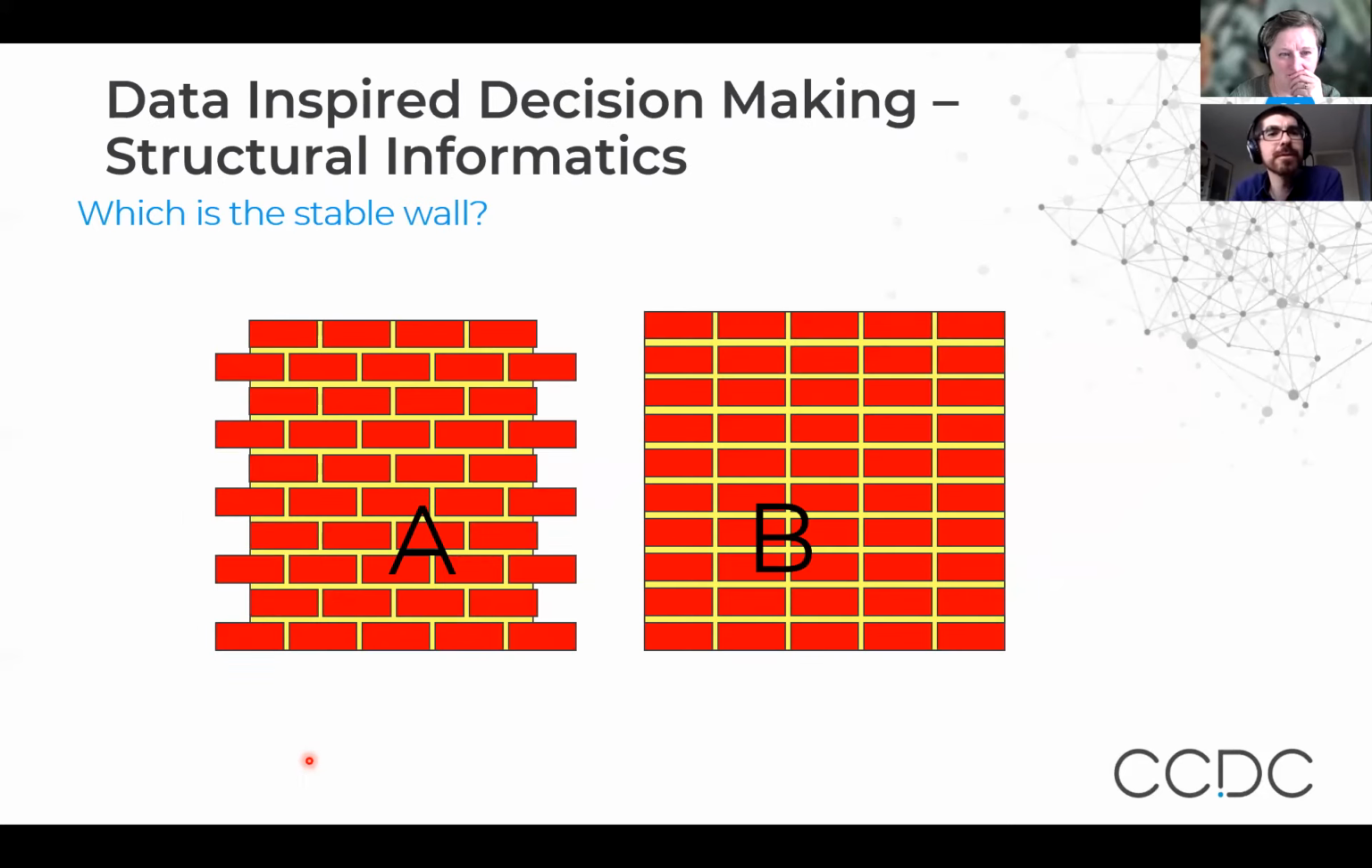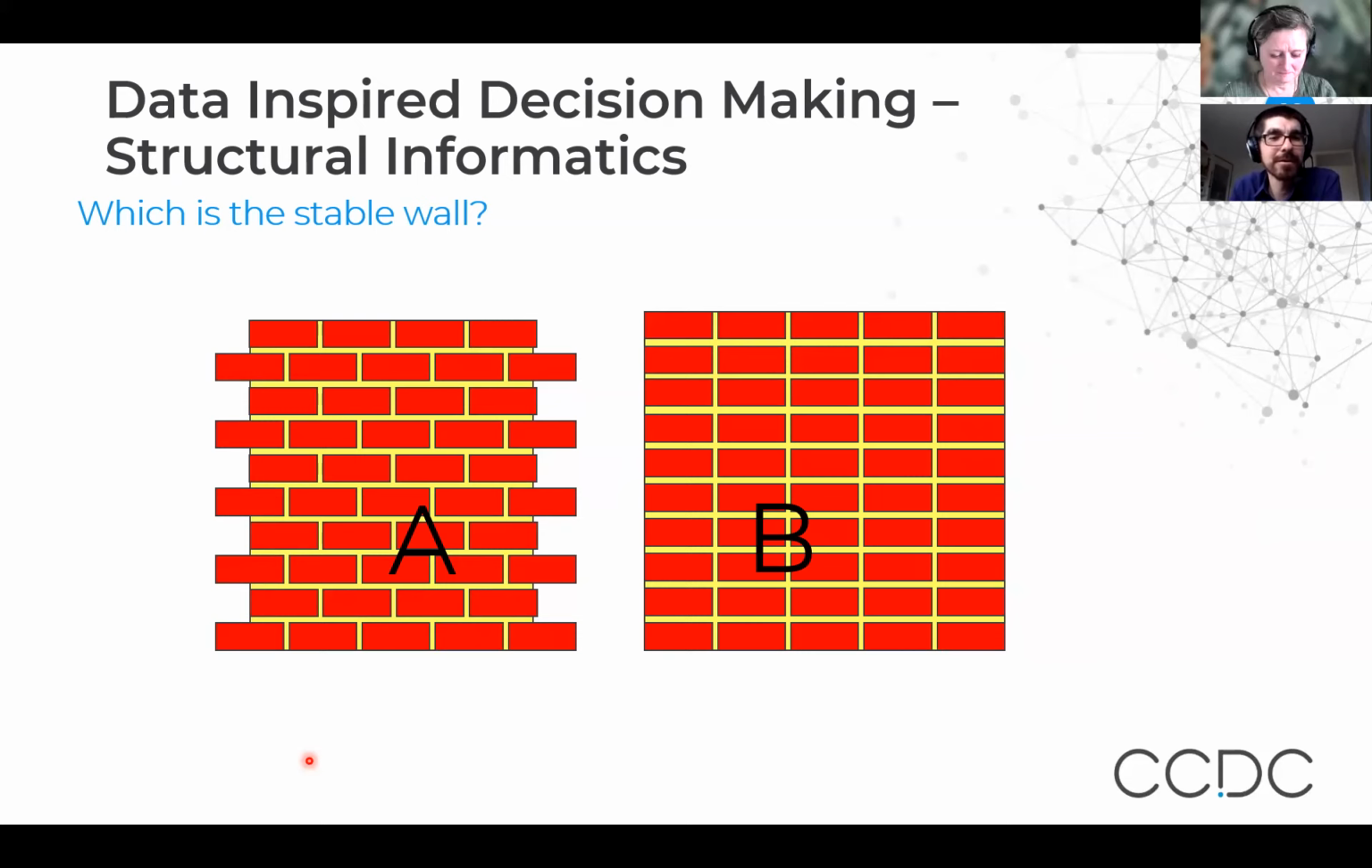Now, how this works, thinking about stability, we're going to stick with bricks for a second. We're going to use the analogy of stability in these two walls here. I've got two walls here, A and B, two different motifs of putting my bricks together to make walls. And I want to know that I'm making the best wall for me.